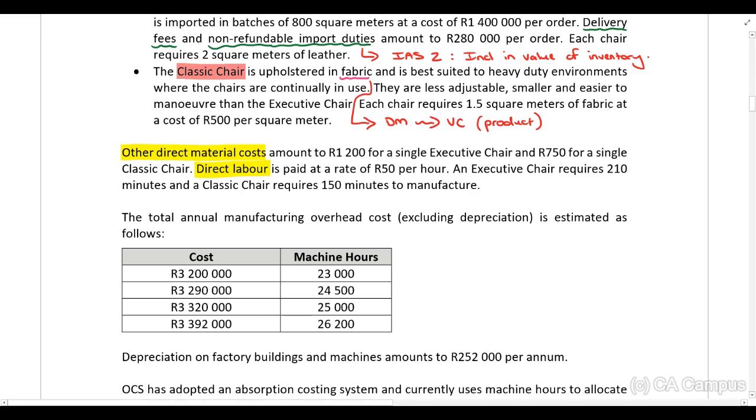So once again here guys, the direct material cost is going to be a variable cost, and it is also a product cost because it is direct material, exactly the same as the leather and the fabric that we looked at above.